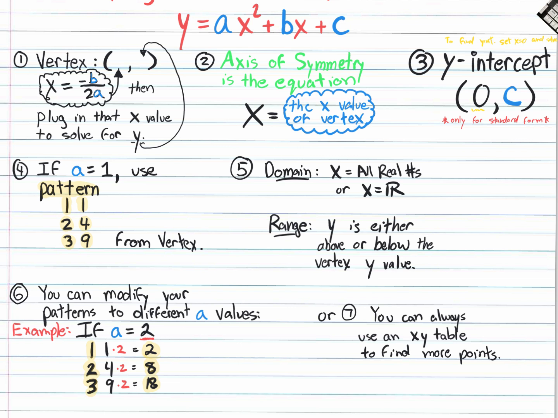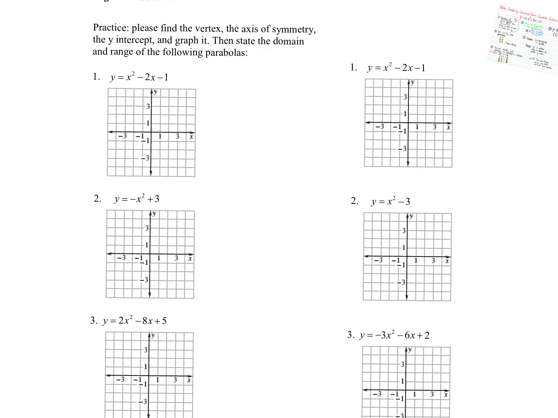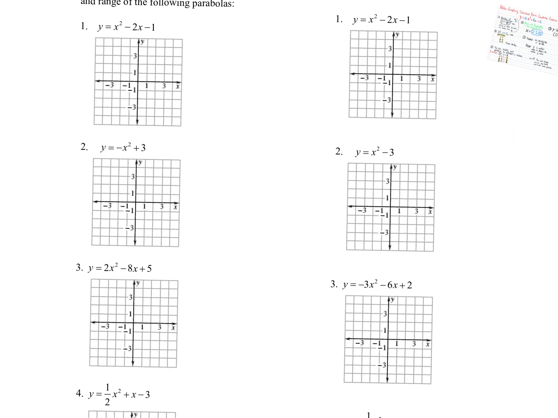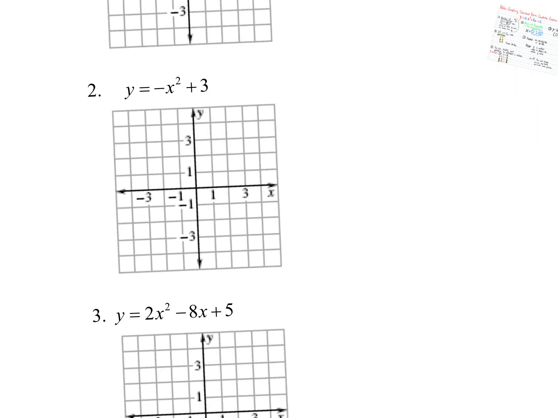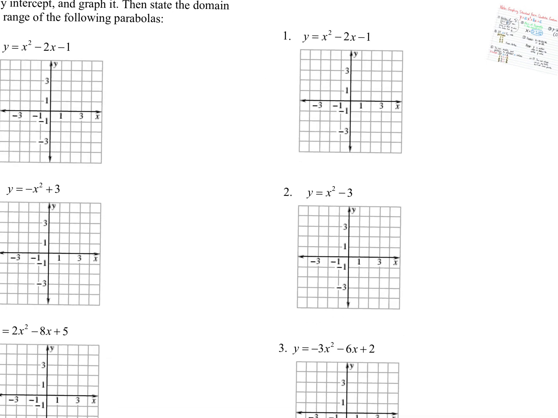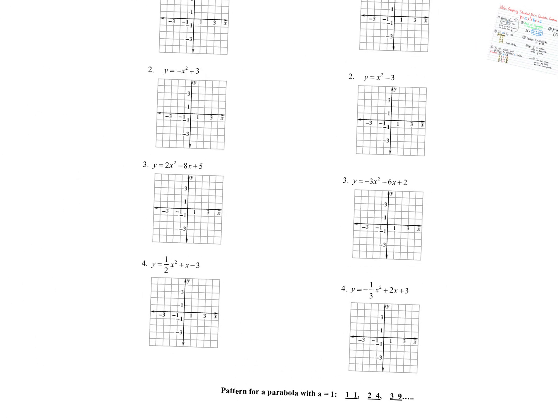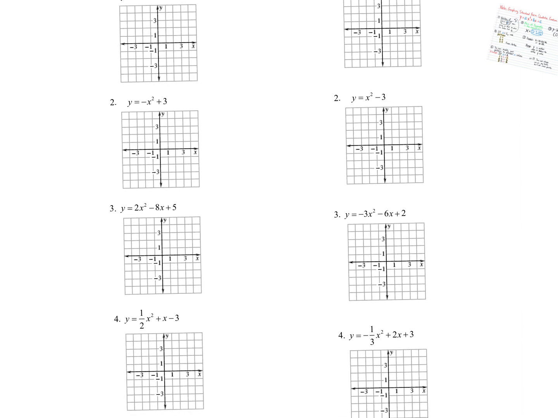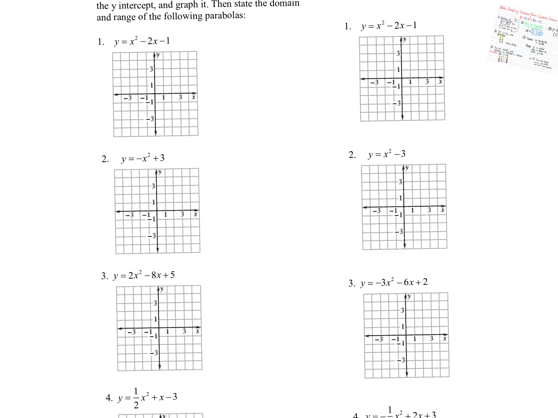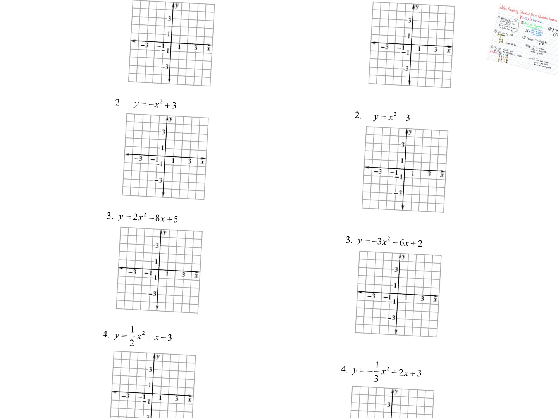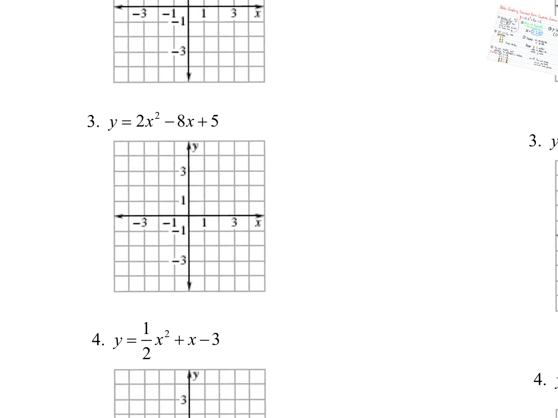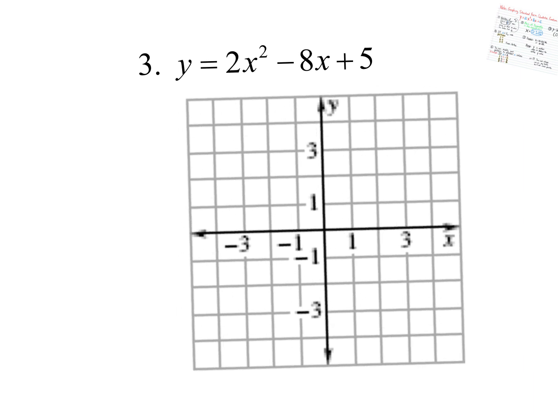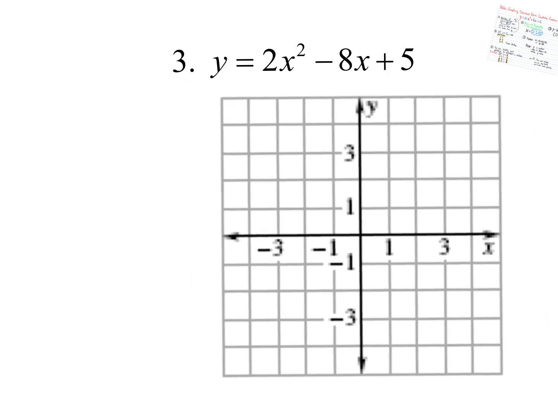So let's do an example using this information. If we go to the back side of our notes, we have practice, right? It's labeled 1, 2, 3, 4, and also 1, 2, 3, 4. I don't know why I labeled it like that, but anyway, let's pick one. Let's do one where we have to modify the pattern. Okay, so that would be like number 3 or number 4. So let's do this number 3 together right now.